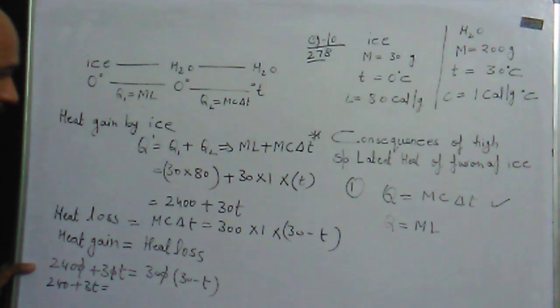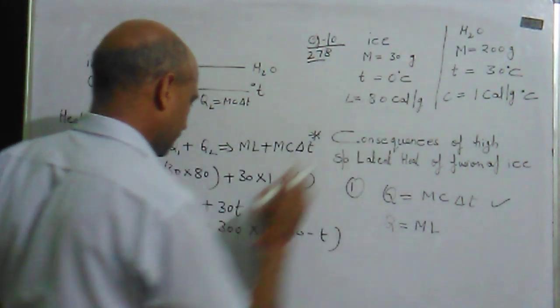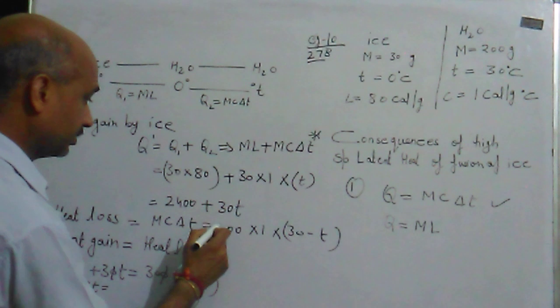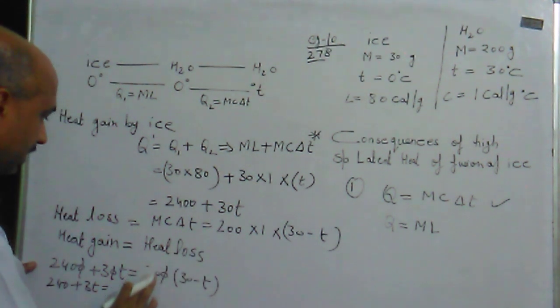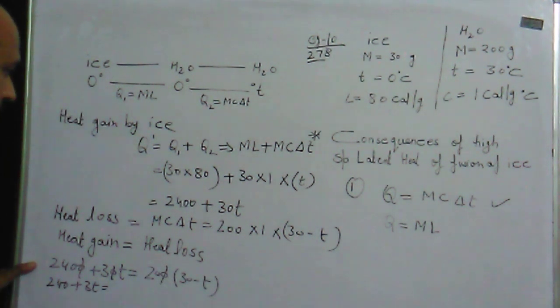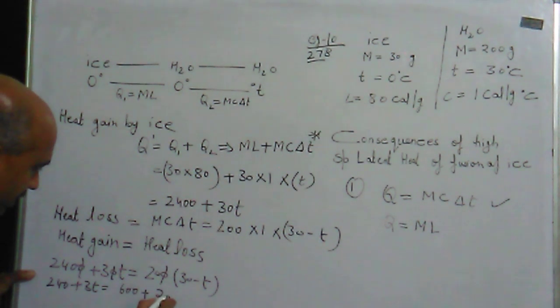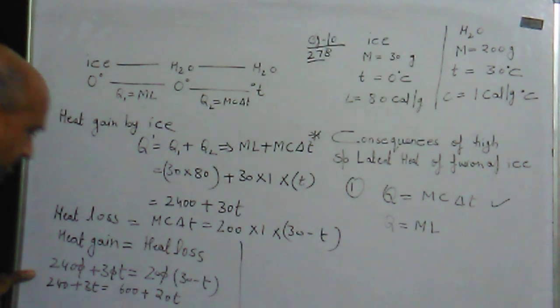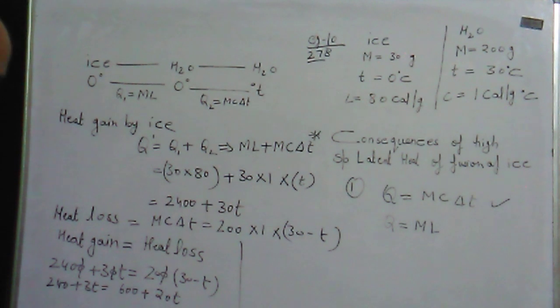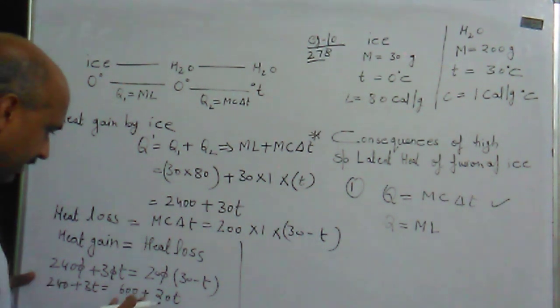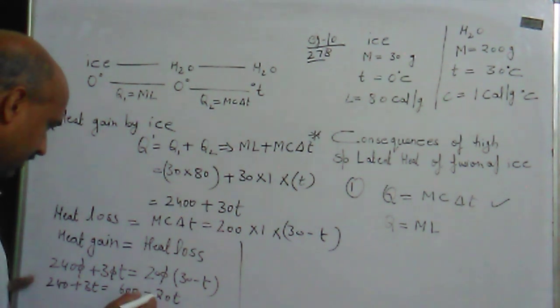300 is the, nahi, it is 200. So by mistake we have taken 300. The mass is not 300, it is 200. Okay, so sorry for that. So now multiply kiya, it gives me 600 plus 20T. Now from here isko shift kiya idhar, it will become minus 20 not plus 20.